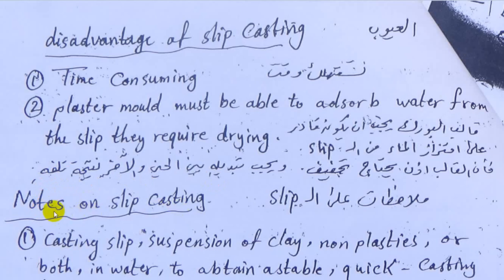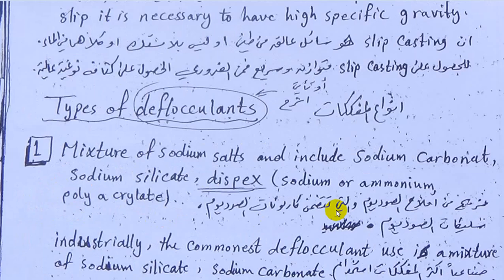Notes on slip casting. The slip is necessary to have high specific gravity. Slip casting uses a very liquid suspension of clay or non-plastic material, or even both, in water. So it's necessary to acquire a high specific density.